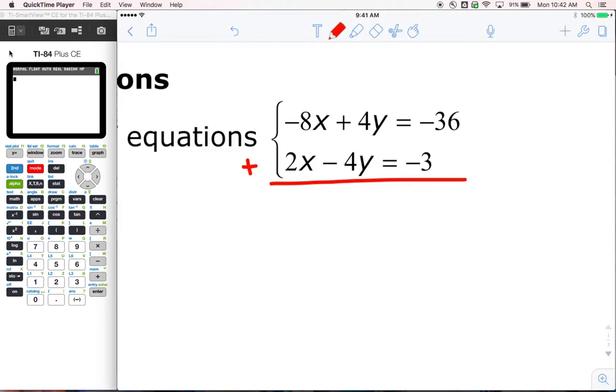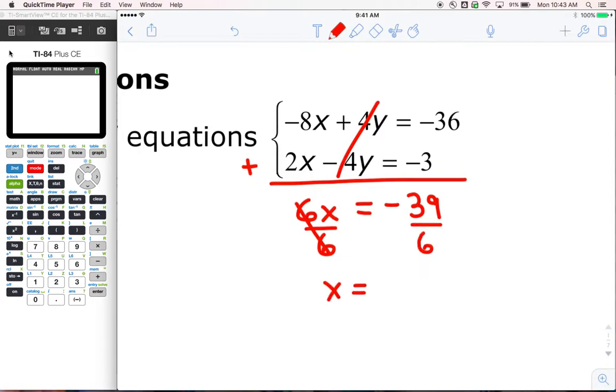Let's look at our x's. Negative 8 plus 2 is 6x. And 4y plus negative 4y is 0. That's perfect. They eliminated. Now our constants, negative 36 plus negative 3 is negative 39. This is really super quick and simple to solve. All we have to do is divide. And we get x is equal to, let's see, that is going to be negative 6.5.